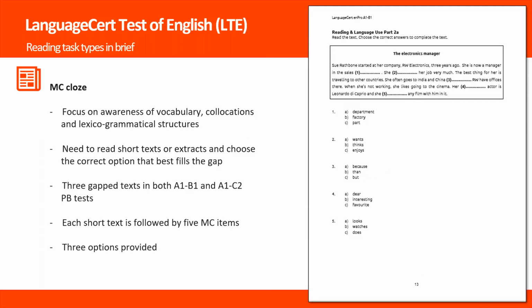The second part of the reading test asks candidates to read short texts or extracts and complete the gaps by choosing the correct option provided. It aims to assess their awareness of vocabulary, collocations, and lexicogrammatical structures. There are 3 gapped texts in both the A1-B1 test and A1-C2 paper-based tests. Each short text is followed by 5 multiple choice items and 3 options are given each time.